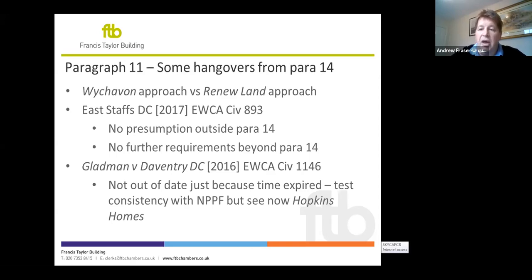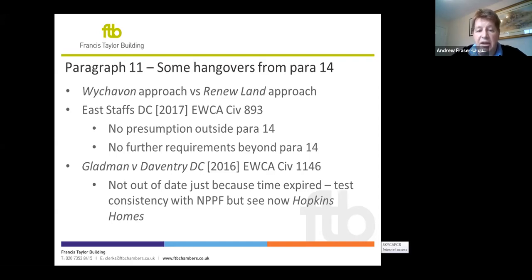However, before the new NPPF came along, the waters were slightly muddied, or more than slightly muddied, by what appears to have been a throwaway comment by Lord Carnwath in his Hopkins Homes judgment, when he seemed to resurrect the argument by simply saying, oh well, if something's time expired, it's out of date. And that rather resurrected this line of argument.